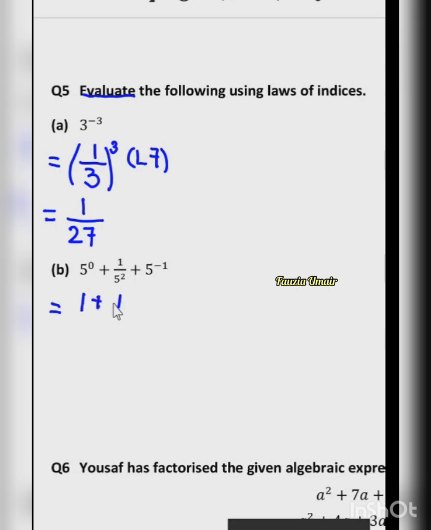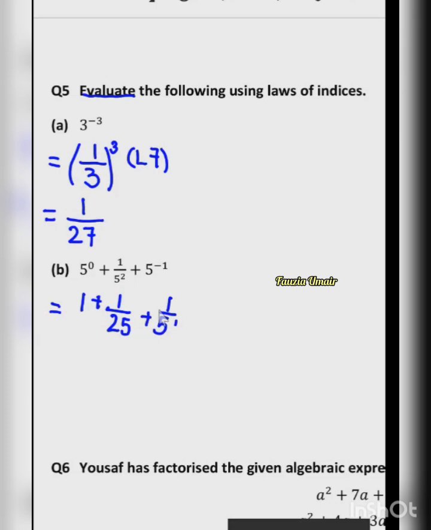Plus 1 by 5 square is 25. So I will just write it down. Plus, then again there is a negative power. So what should I do with this, Hanan? Yes, ma'am. So how to solve this negative power again? Ma'am, we take the reciprocal. So what will be the answer then? Yes, we need to take reciprocal. So what will be the answer? 1 by 5 to the power 1. That's right, 1 by 5 to the power 1.